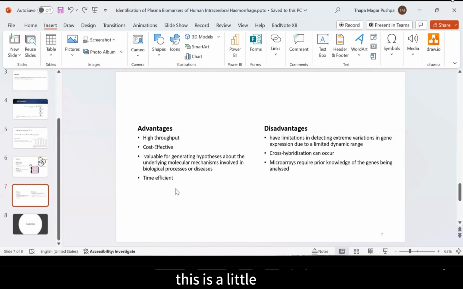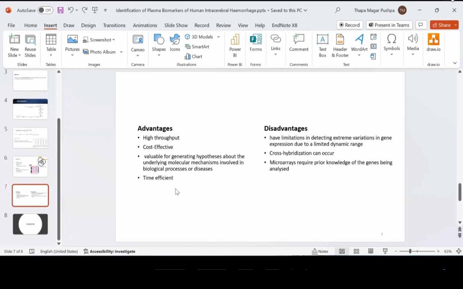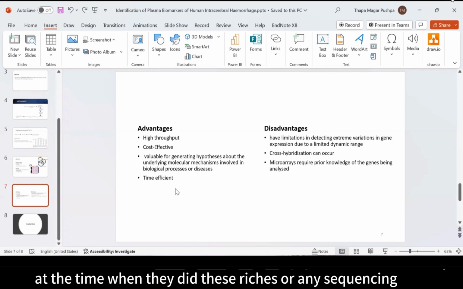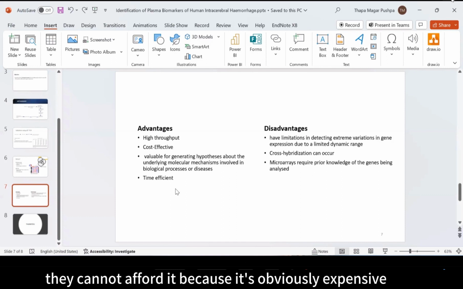To be honest, this paper dates back to 2016. Back then, RNA sequencing wasn't as available as microarray. At the time when they did this research, RNA sequencing was just on the market, but obviously they could not afford it because it was expensive.